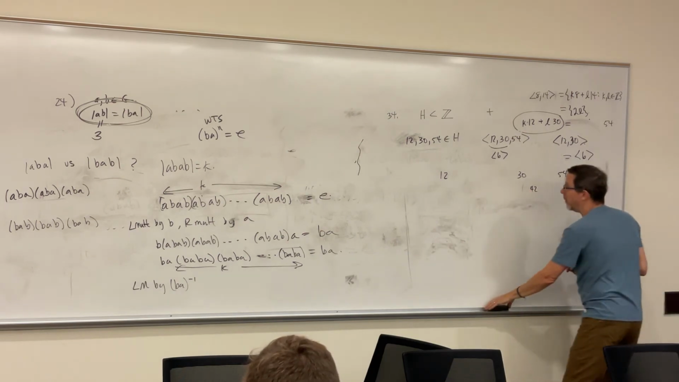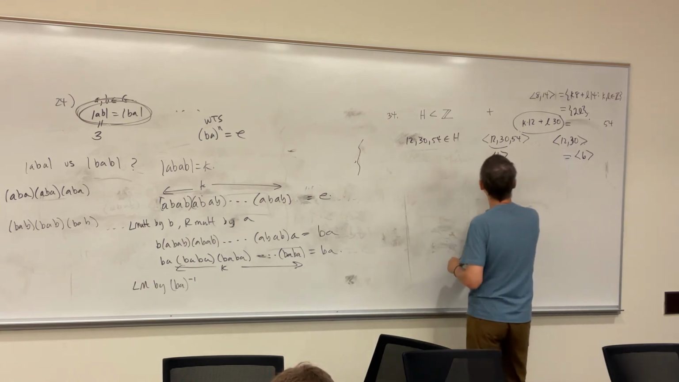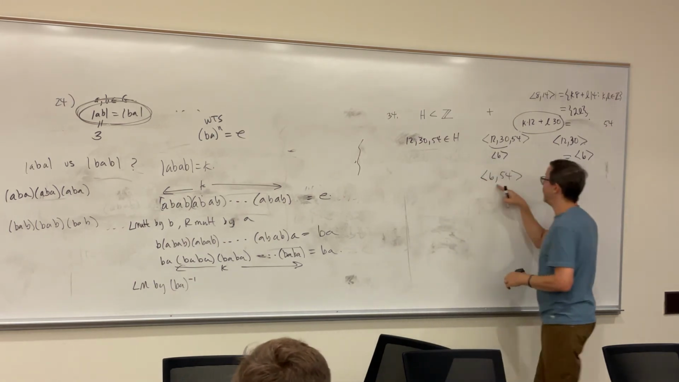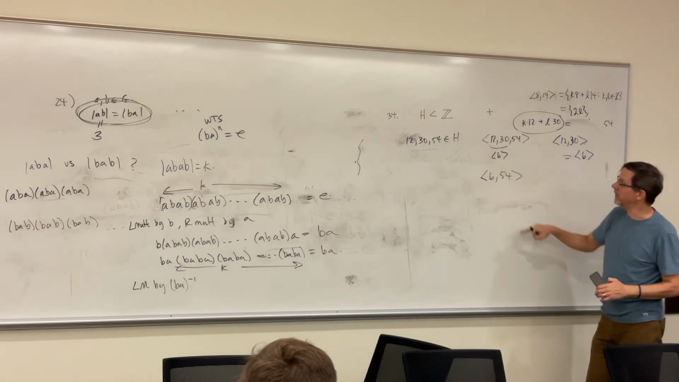So then what if I take that subgroup and let's say what about this? What is this going to generate? What is the GCD of 6 and 54?